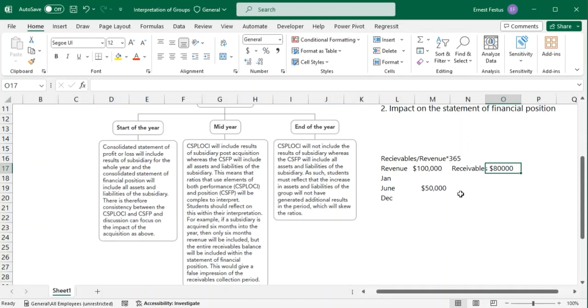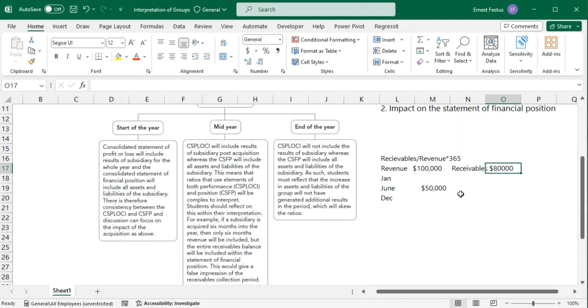That means that our return on capital employed will be affected, our margins will be affected, and also any ratio that involves an item from the statement of profit or loss and the consolidated statement of financial position will be affected. So that is what we do.